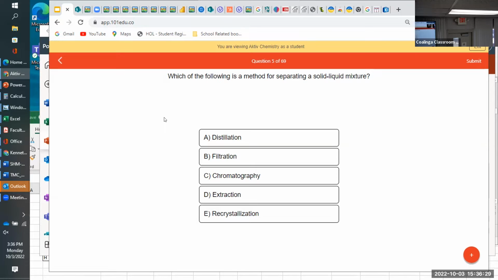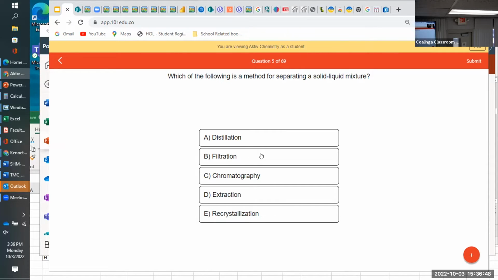Wait, what? Which of the following is a method of separating a solid from a liquid mixture? I don't even know. I think it's B. I said B, as in boy. Anybody else? We have B, B as in boy.